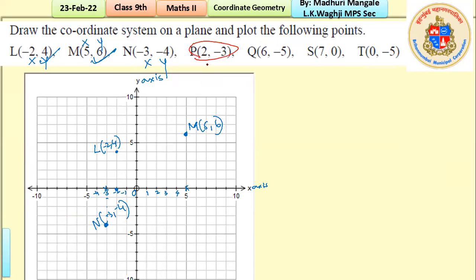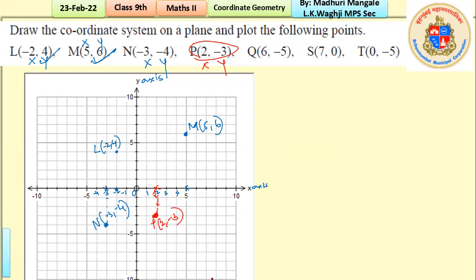2 comma -3. So x is 2, y is -3. So quickly take 10 seconds and check where the point will lie, and then I'll mark it for you and you can compare your work. So 2 comma -3, x is 2 and y is -3. Start at x equals to 2 over here, and -3 means we need to move down 3 units. So 1, 2, 3, like that. No need to draw anything. You just have to put a plot dot. So over here, this point is P 2 comma -3.